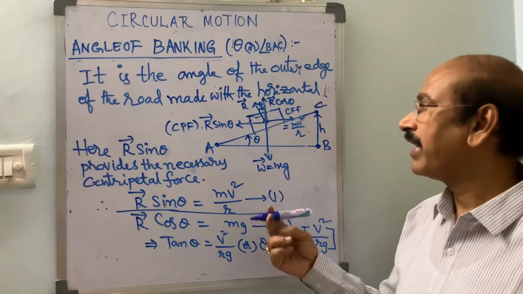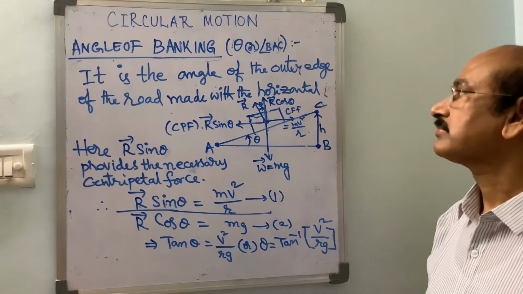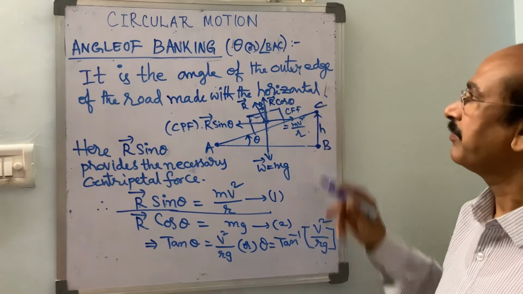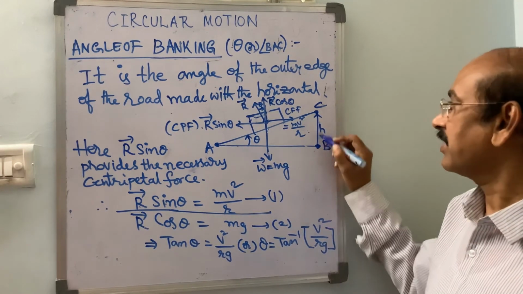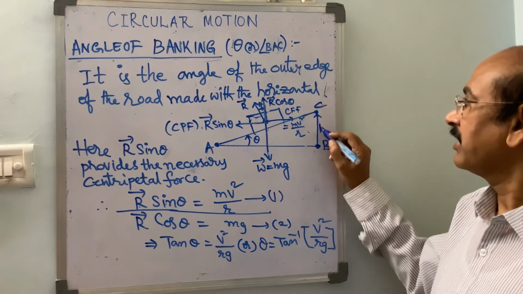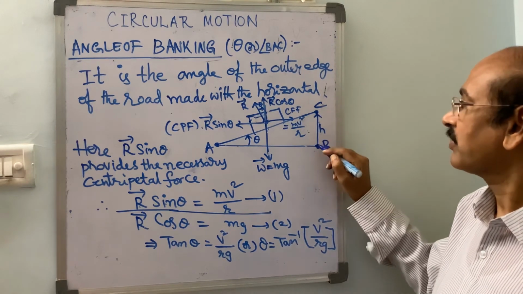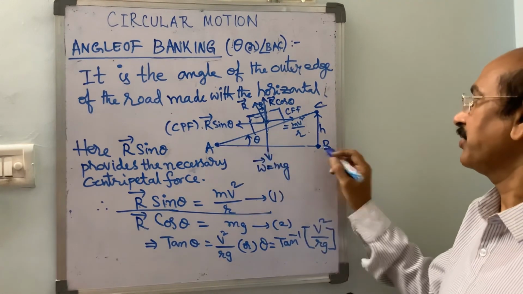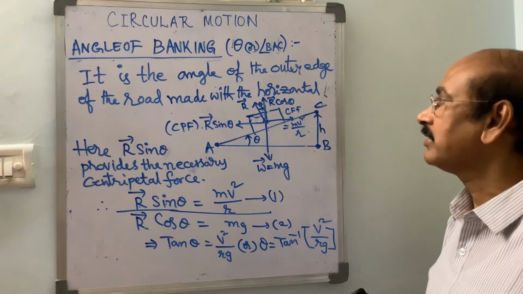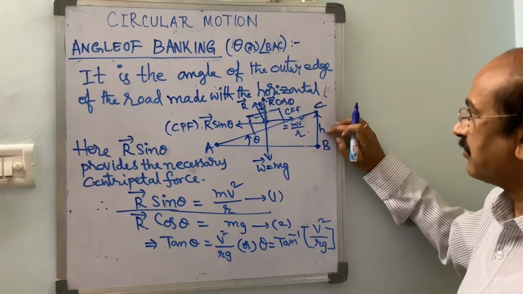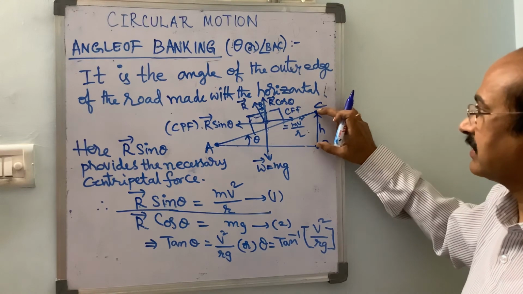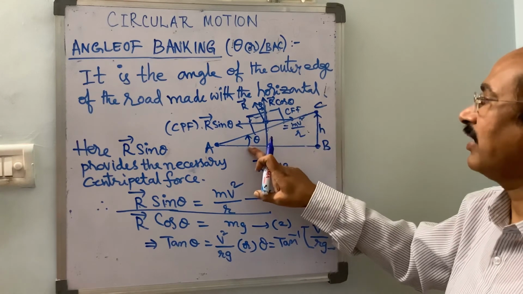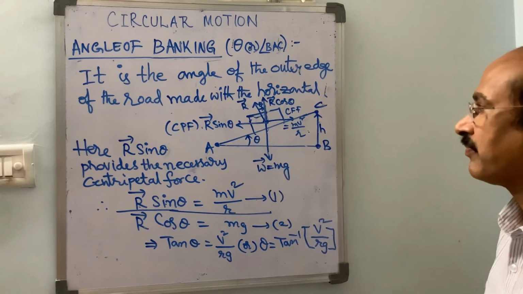Vehicle skidding is avoided by banking of roads and railway tracks. So when we raise the outer edge of the road to a certain height over the inner edge A, that is, when compared to AB, then BC is called the height of banking, H equal to L sin theta. And this angle BAC is called the angle of banking.